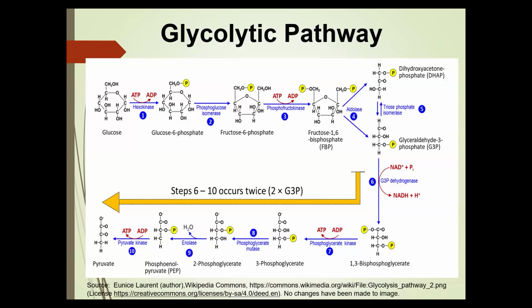Here we have a schematic showing the glycolytic pathway. We'll start with glucose in the upper left. It undergoes a number of enzymatic changes, finally resulting in 2 pyruvate molecules. So we go from a 6-carbon glucose molecule to 2 3-carbon pyruvate molecules.